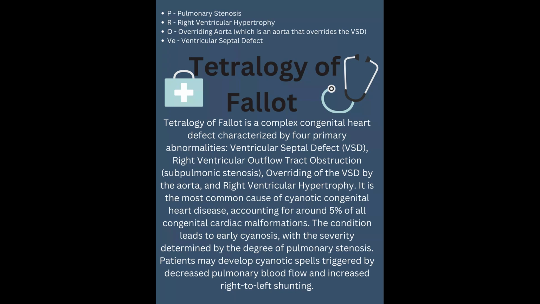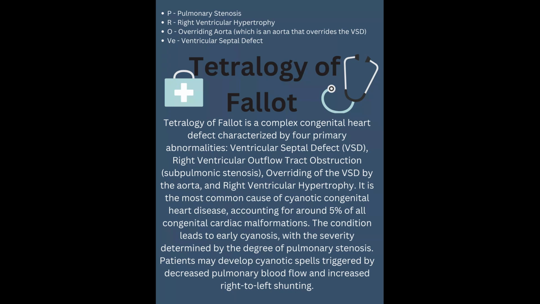E. TET spells. TET spells, also known as cyanotic spells or hypercyanotic spells, are critical episodes that can occur in individuals with Tetralogy of Fallot and other cyanotic heart defects. These spells are characterized by sudden and severe exacerbation of cyanosis, bluish discoloration of the skin and mucous membranes, due to decreased pulmonary blood flow and increased right-to-left shunting of deoxygenated blood. TET spells are typically triggered by factors that reduce systemic vascular resistance, such as crying, feeding, or physical exertion, leading to increased blood flow through the right-to-left shunt.